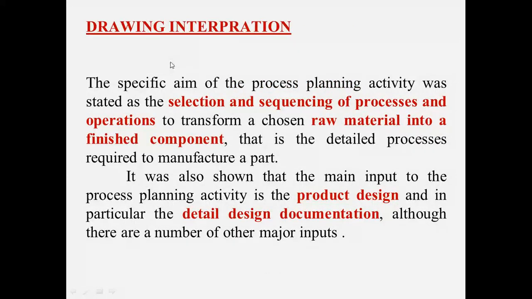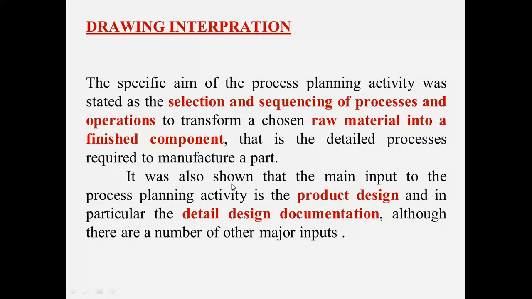Drawing interpretation. The specific aim of the process planning activity was stated as the selection and sequencing of processes and operations to transform a chosen raw material into a finished component. That is the detailed process required to manufacture a part. So we are converting the raw material into finished goods. So we need a sequence of operations, so that you have to select from the drawing interpretation.